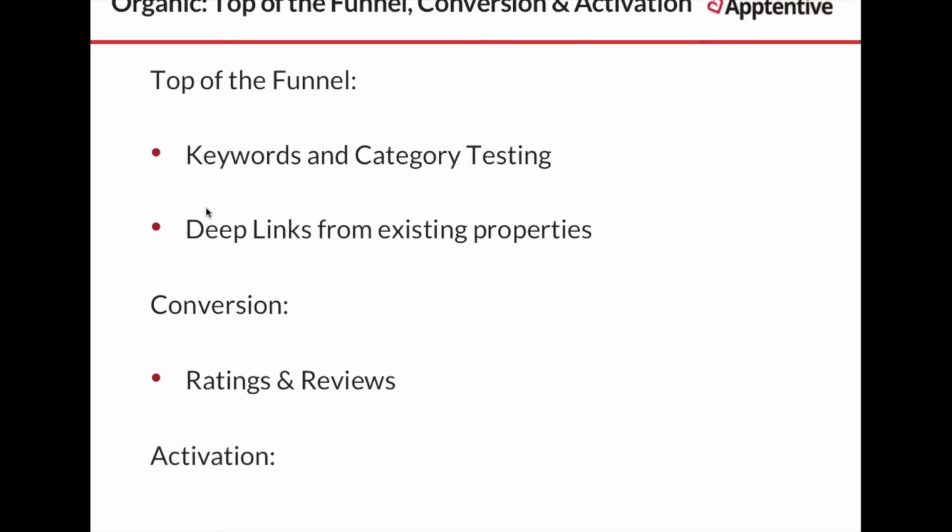And then finally, when it's coming to organic, you want to really think about the activation of those customers. Again, Mixpanel's data and other people out there, our customers say on a regular basis that organic customers tend to stay around longer.